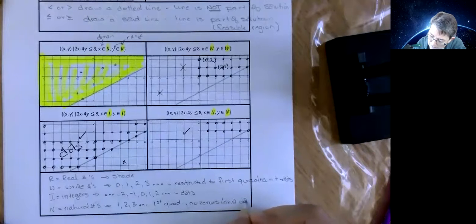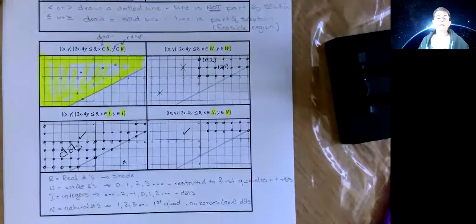And again, it's dots. So it's only when you're doing real numbers, sorry, it's cold today, that you get to worry about shading. Otherwise, it's dots. So if you're not sure, go with dots. 3 times out of 4, you'll be right. And then you just have to worry about the quadrants you're going to be in.